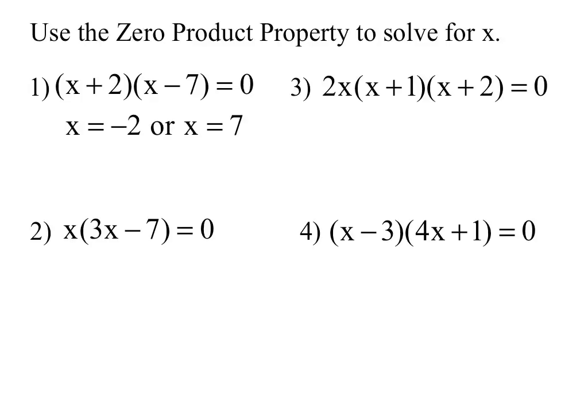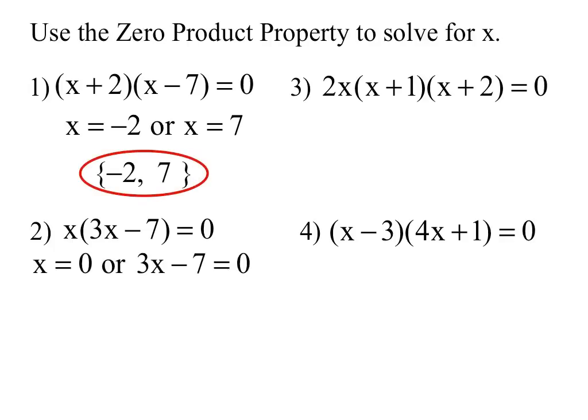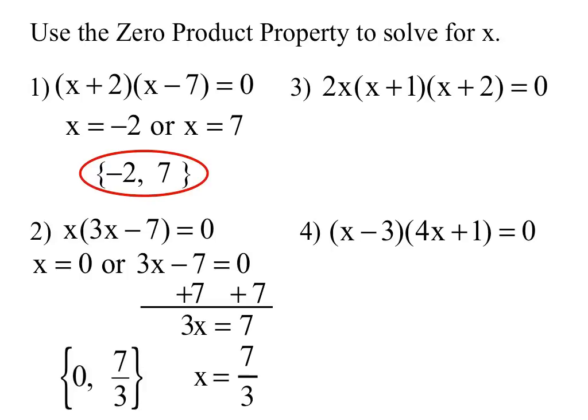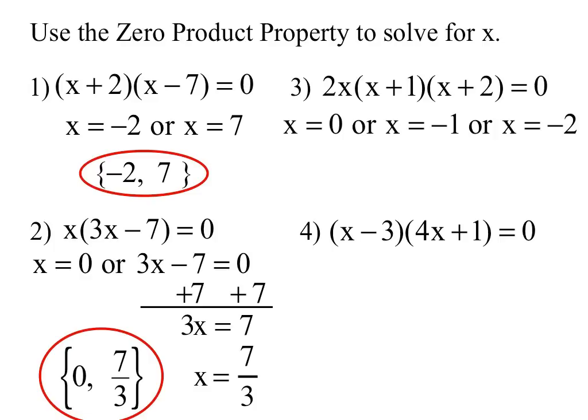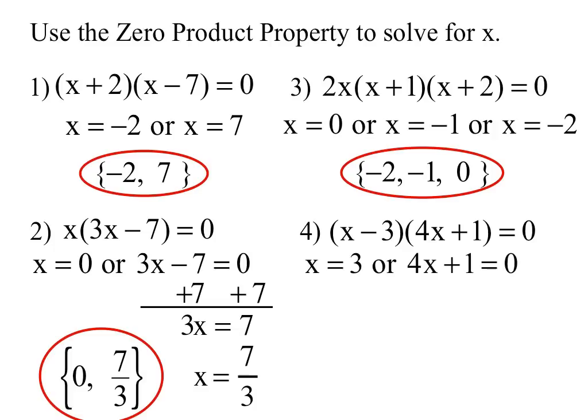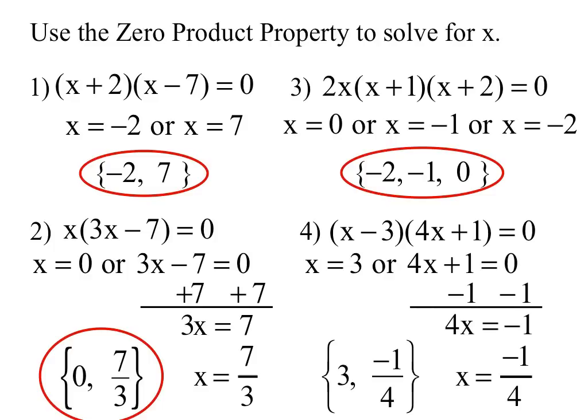Number 1, x equals negative 2 or x equals 7. Number 2, x equals 0 or x equals 7/3. Number 3, x equals 0, 1, negative 1, or negative 2. Number 4, x equals 3 or 1/4, negative 1/4.